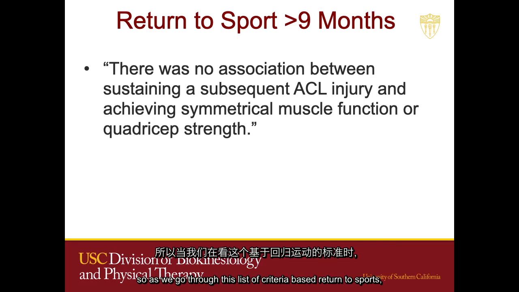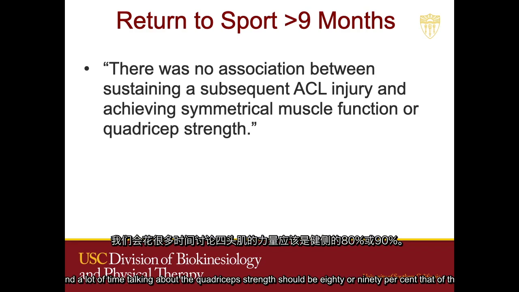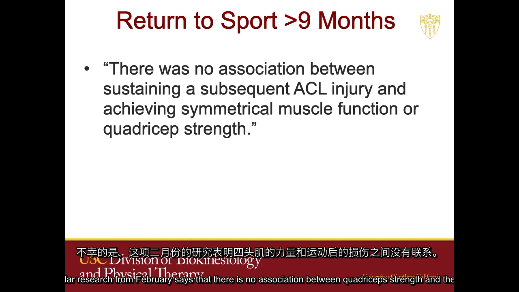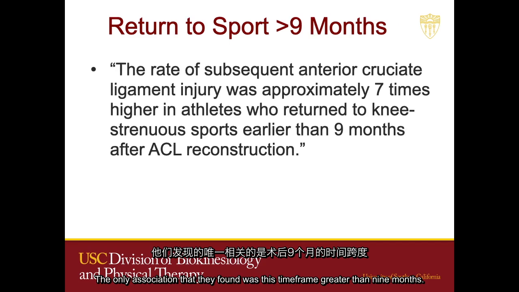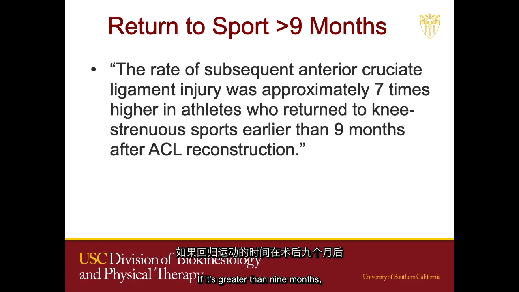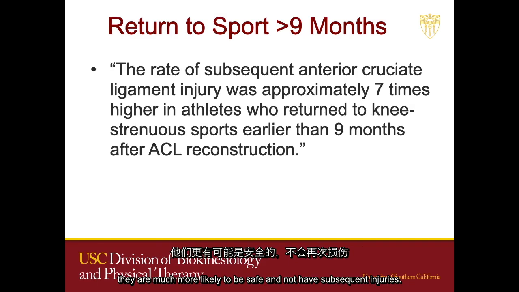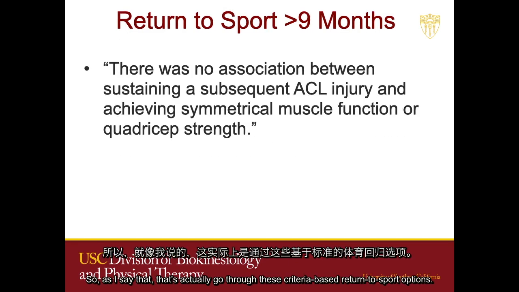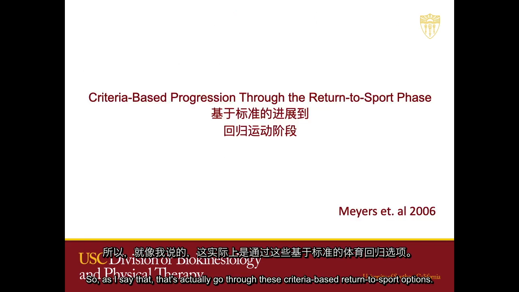So as we go through this list of criteria-based return to sport, we're going to spend a lot of time talking about how quadriceps strength should be 80 or 90% that of the uninvolved side. Unfortunately, this particular research from February says that there is no association between quadriceps strength and their injuries following sport. The only association they found was this time frame, greater than 9 months. If it's greater than 9 months, they're much more likely to be safe and not have subsequent injuries. So as I say that, let's actually go through these criteria-based return to sport options.